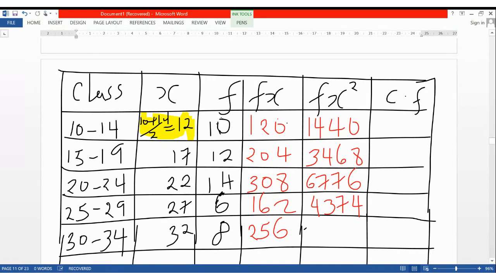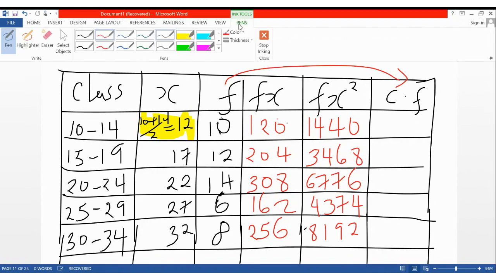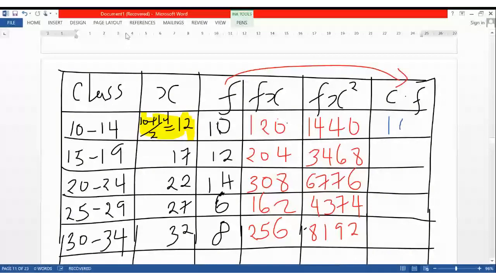I'll get the cumulative frequency. So I'll input the first digit here, which is 10. I add 12, I get 22. Plus I add 14, I get 36. 36, I add 6, I get 42. Then 42, I add 8, I get 50. This value should correspond with the total frequency. The total frequency here is supposed to be 50.